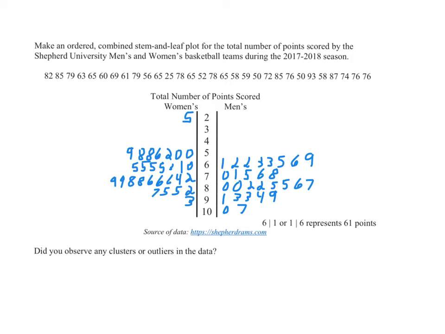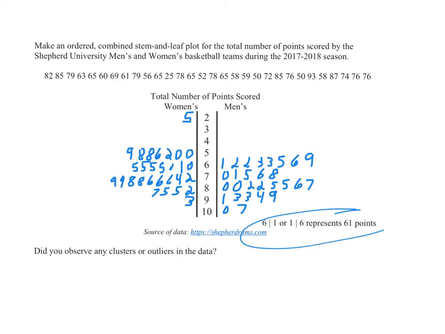A combined stem and leaf plot's a little strange. The right side should look familiar, but the left side actually goes in the opposite order, so from the inside out. So you'll see in my key at the bottom, I show that. So 6 with a line 1, that would represent 61 if it's on the left, or on the right, 1 6 would represent 61. So you have to look in both directions.